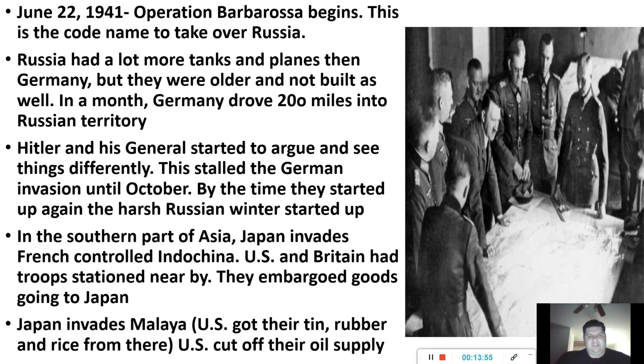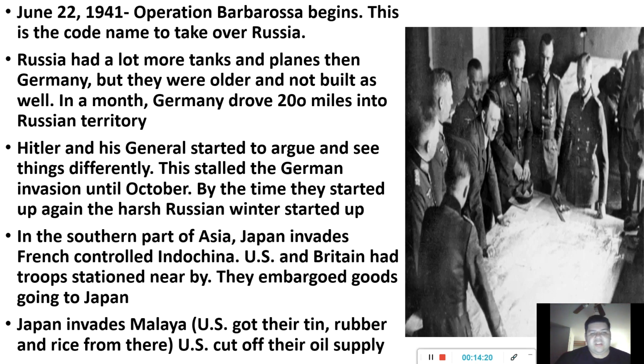Germans are excellent engineers. Still to this day, they're very good engineers. So they build amazing cars and things like that. But even back then, they built really good tanks and planes and stuff like that. In 1 month, they basically drove 200 miles into Russian territory, which is not bad.